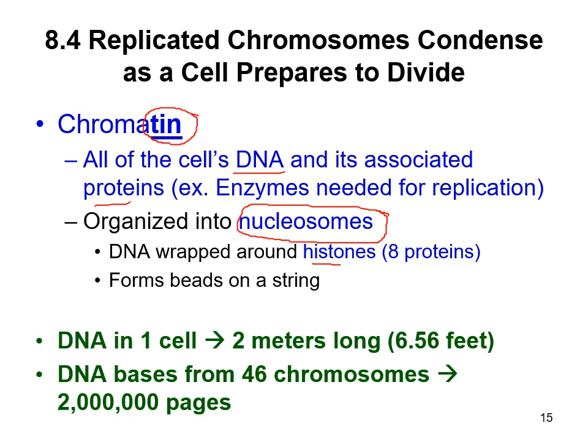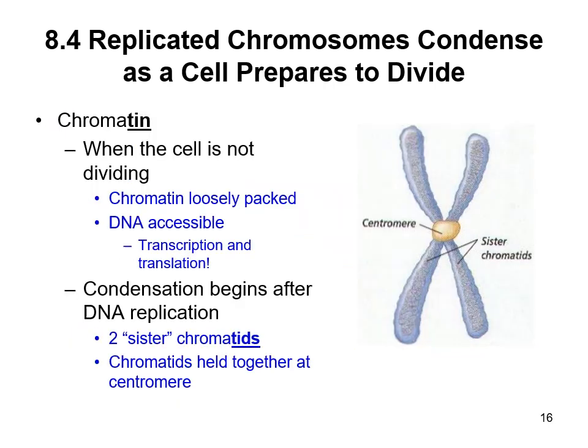Just to give you an idea of how much DNA we have in one cell, over 6.5 feet of DNA in just a single cell. And our body is made up of millions of cells. Each of our 46 chromosomes, if we were to read out how many A's, T's, G's, and C's they have, it would take us over 2 million pages of typing it out. So we're talking about a massive amount of information.